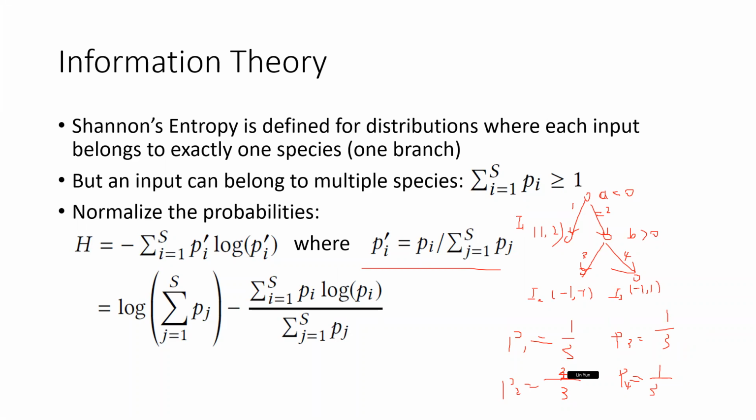So if we sum up all these probabilities, the problem is that if one input can belong to multiple species, the overall probabilities will be over 1. So the idea is that we just do a very simple normalization here.